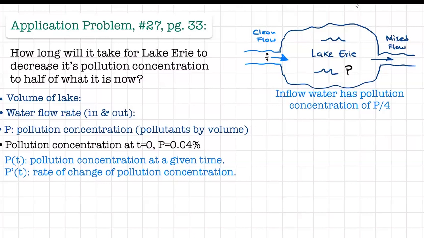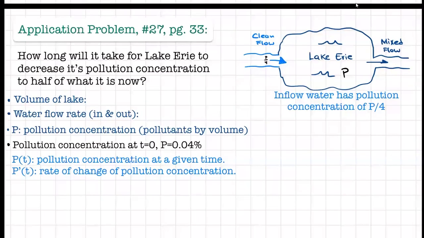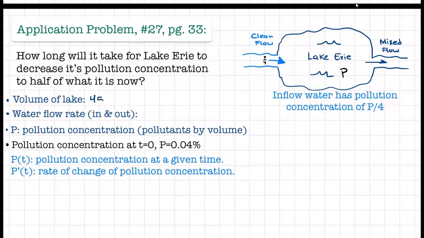They're telling us that the volume of the lake is about 450 cubic kilometers, and that the water flow in and out is a constant 175 cubic kilometers per year. That's the water flow going through the lake: every year it receives 175 cubic kilometers per year.